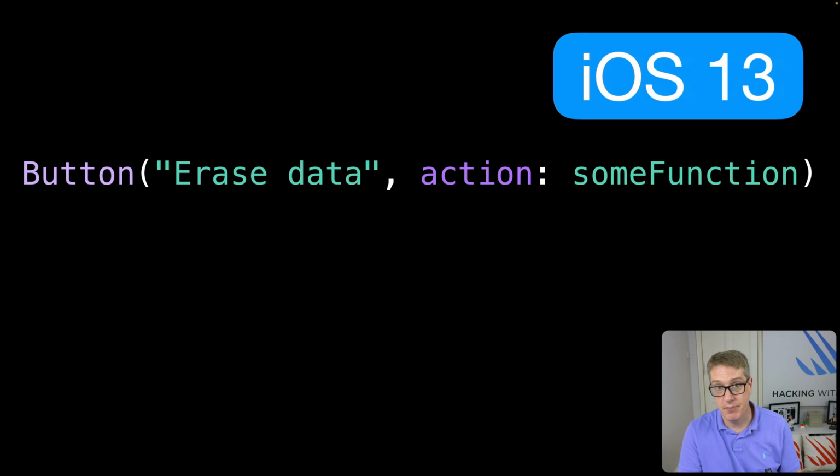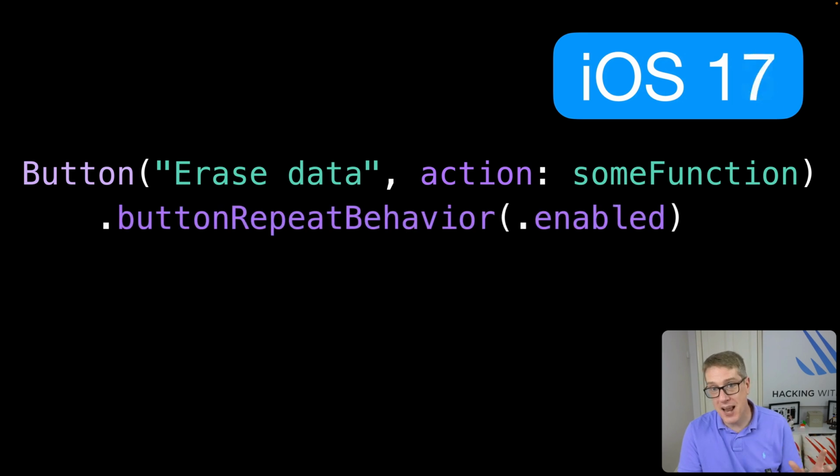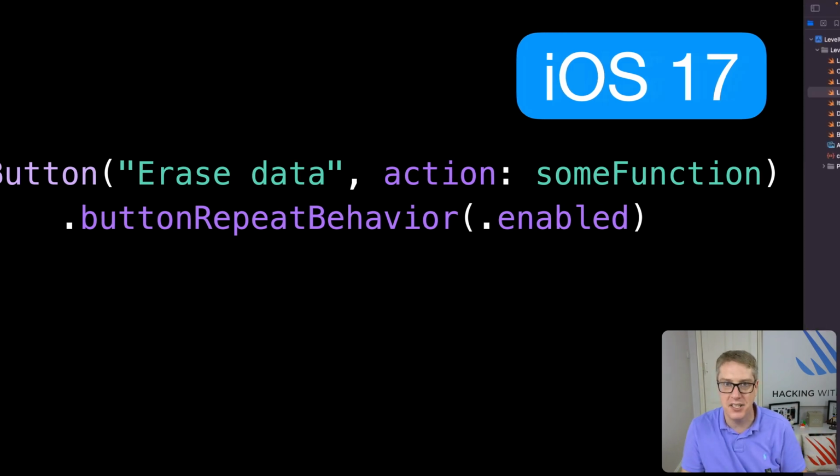Now, you'll know that classic iOS 13 button code, some button title, some action to run behind the scenes. We can also now in iOS 17 apply a button repeat behavior saying enable it here. What will happen is if you press the button, it triggers the action. If you keep pressing it, it triggers it again and again at increasing speeds automatically. Again, there's one line change here.